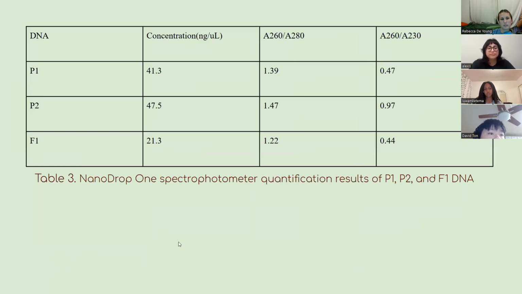For table 3, this is our NanoDrop 1 spectrophotometer quantification results of our 3 template DNAs. They quantified the concentration as well as the purification ratios for our 3 template DNAs.